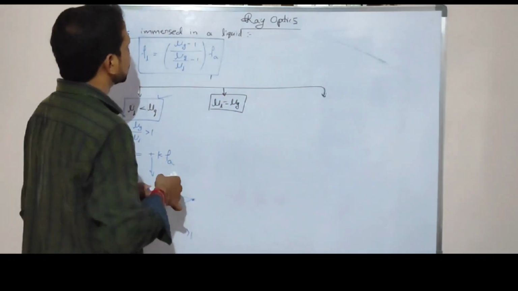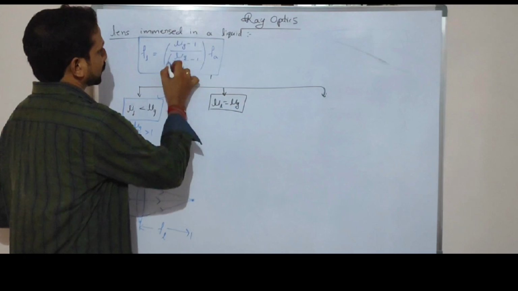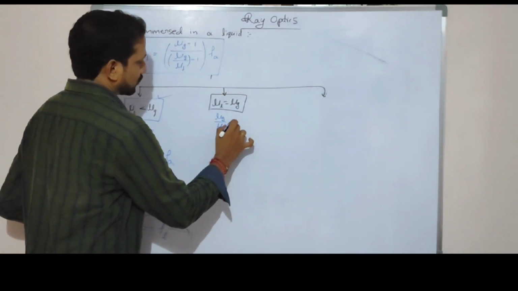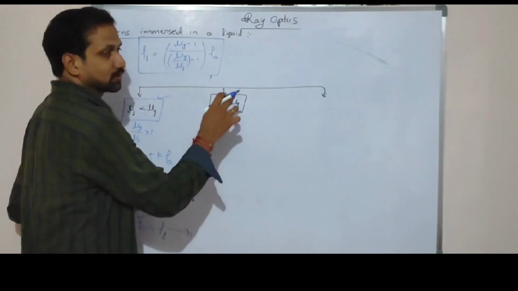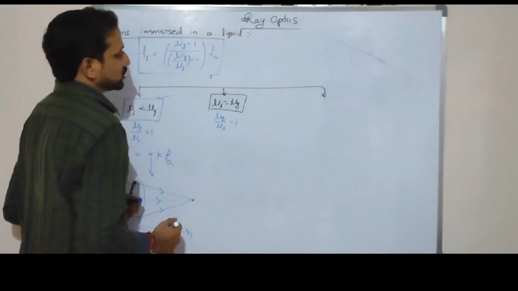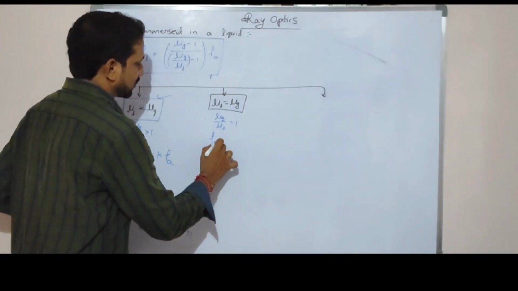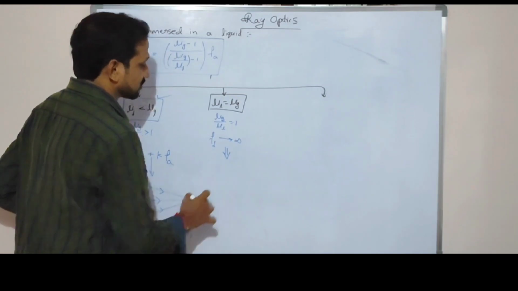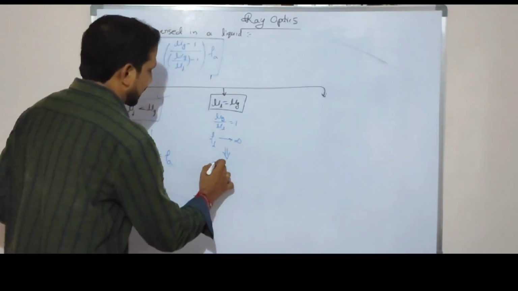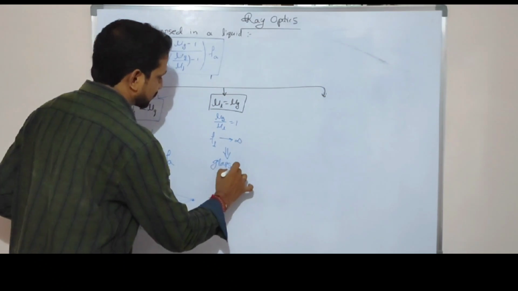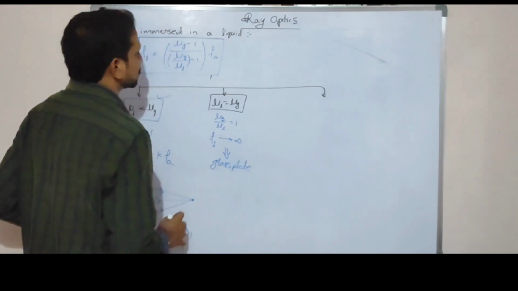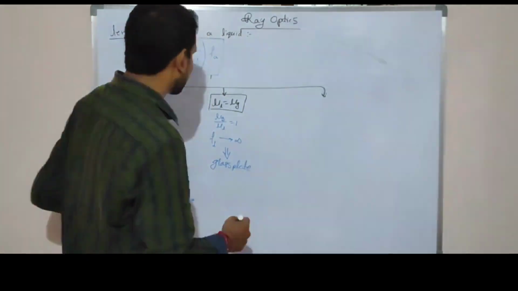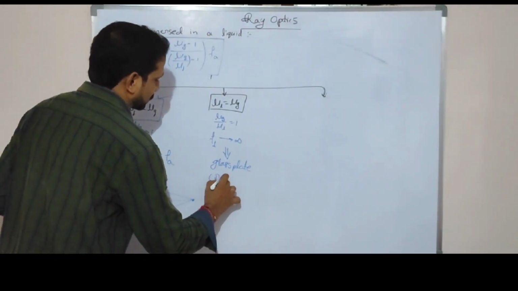So in this case, what happens to the denominator? This one will become 1. That is, mu g by mu l will be 1. So 1 minus 1 will become 0. Something by 0 is going to be infinite. So we can say the focal length of the lens becomes infinite. For which object or instrument will the focal length be infinity? For a glass plate, it will become infinity. That means the lens will behave as a transparent glass plate. That means the lens will disappear.